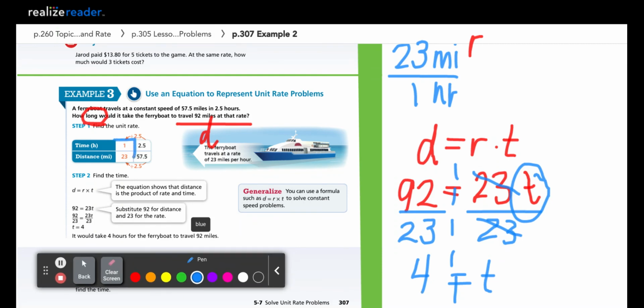So we just want to recognize that once we find the unit rate, once we found that we could travel 23 miles in 1 hour, that then we can use the distance formula, distance equals rate times time, and solve a one-step equation.